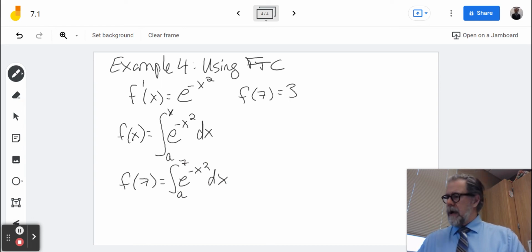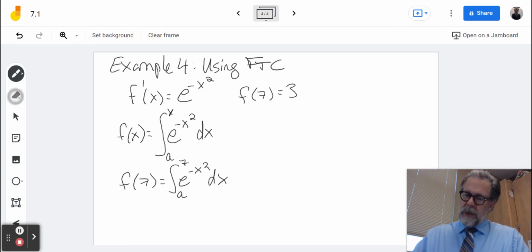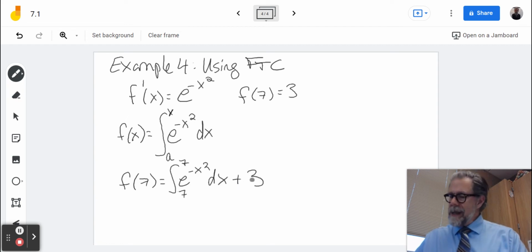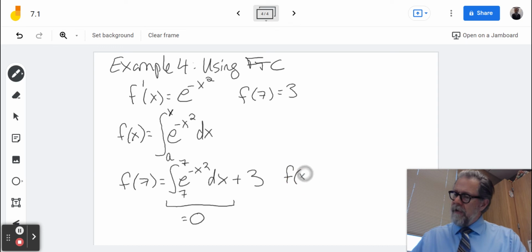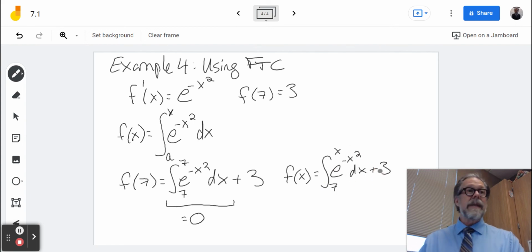Except that I don't know that that's 3. Unless, of course, instead of putting an a right there, I put a 7 right there and add 3. I think we can all agree that that is equal to 0, which means that f of 7 is equal to 3, which means that my function f of x is the integral from 7 to x of e to the negative x squared dx plus 3.